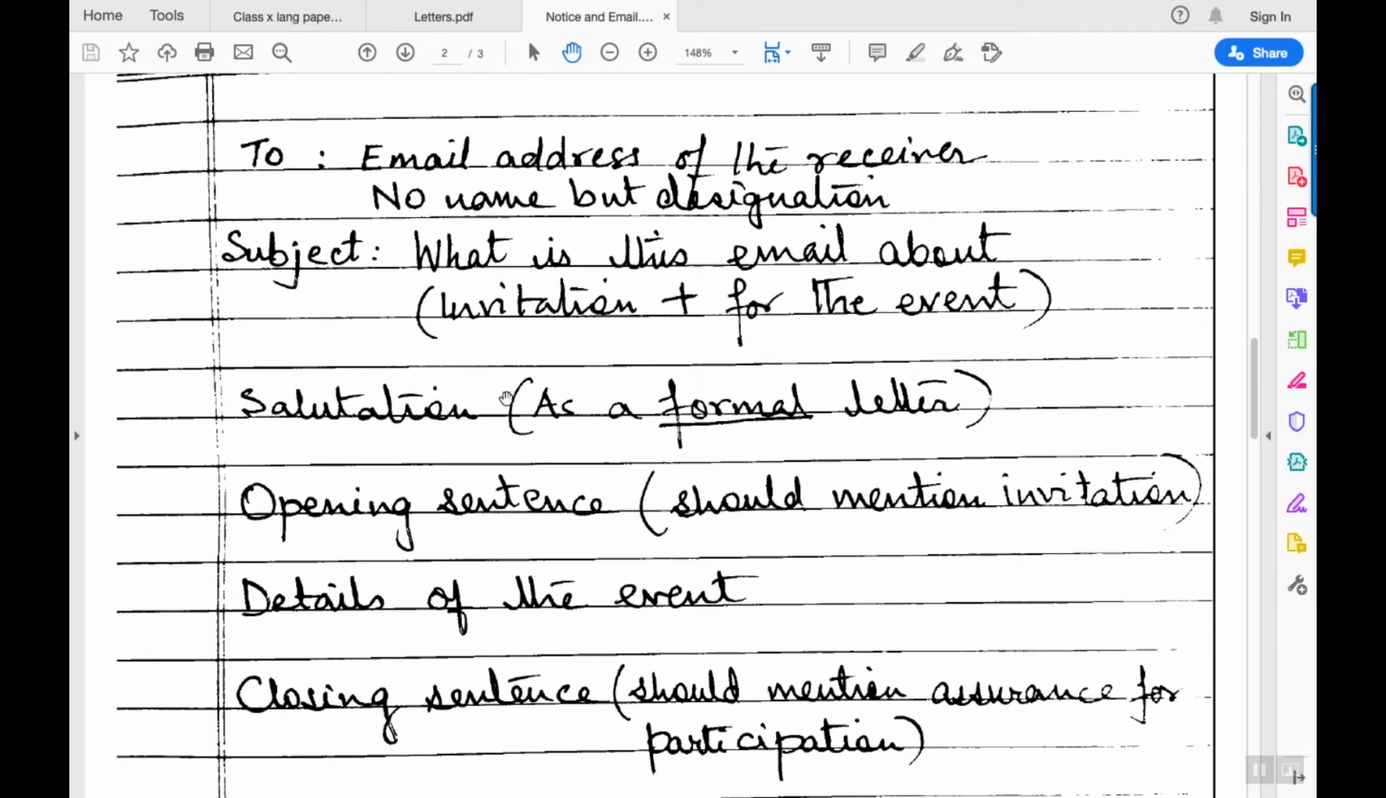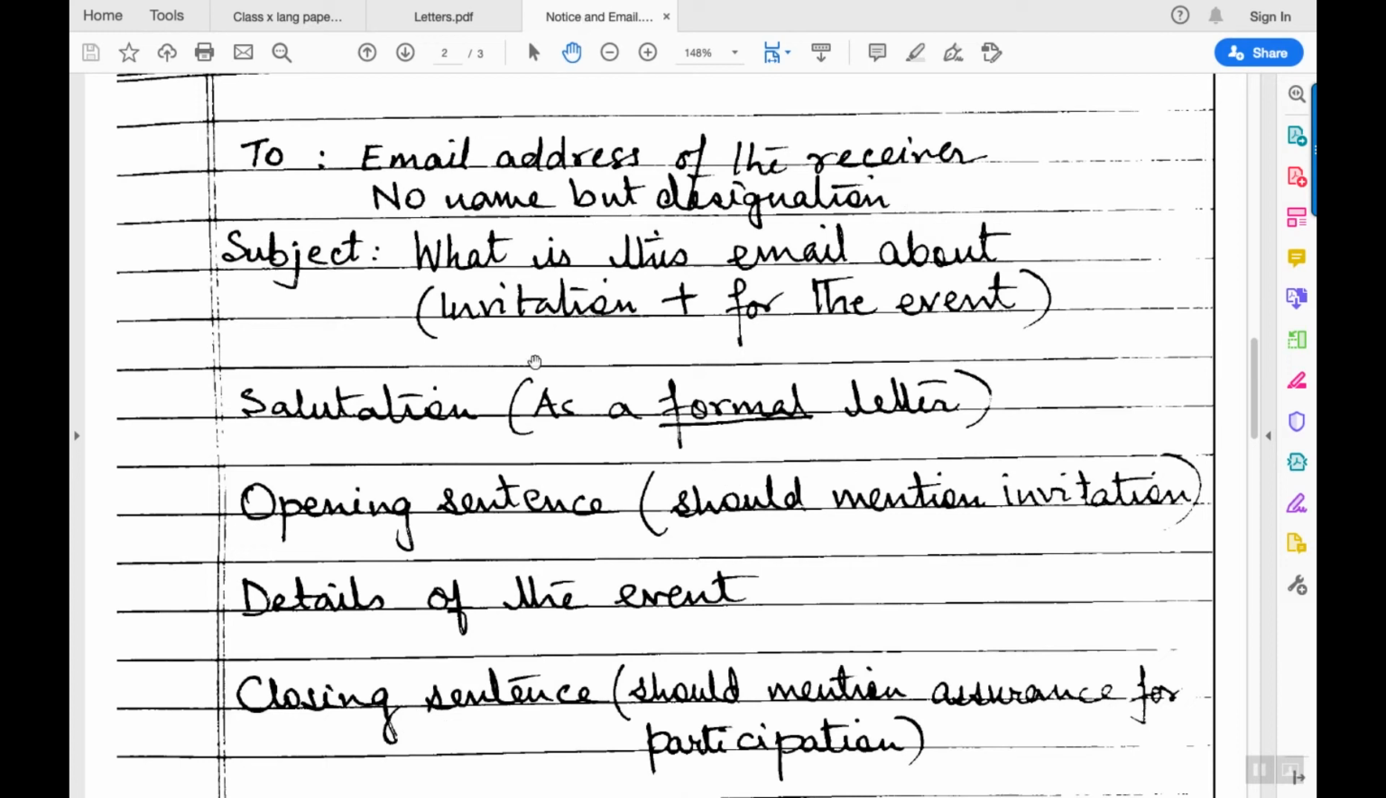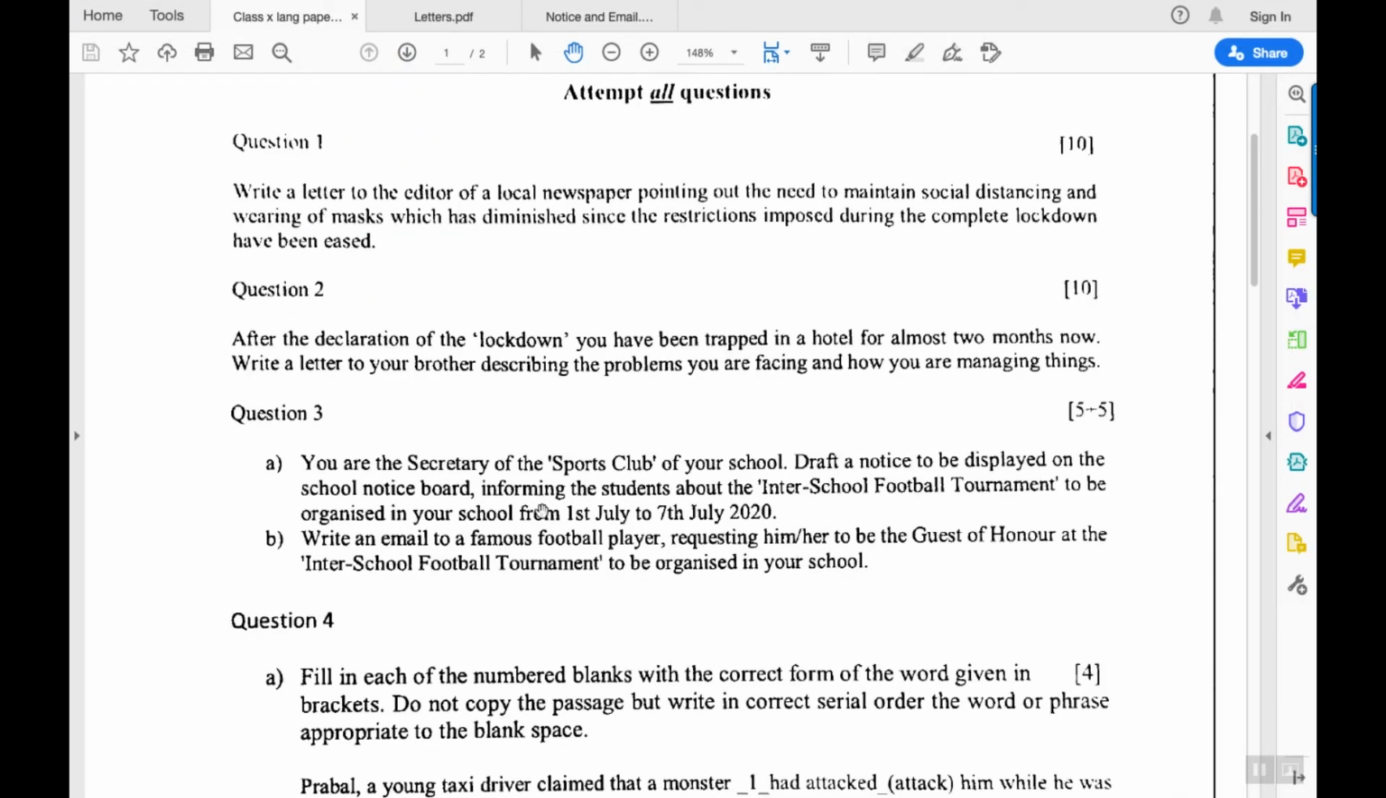Now, if the question says write an email to the principal, to the editor, in that case you will write the email address of the receiver but no name, only the designation. Like you will write to the editor @ hindustantimes.com. But here, the question asks you to write an email to a famous football player. Means you have to write a name. So it will be to maybe Sunil Kumar @gmail.com. So we will know, according to you, Sunil Kumar is the person who is a famous football player.